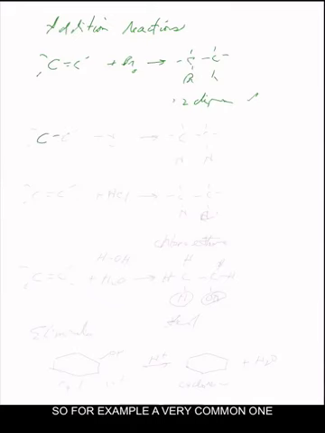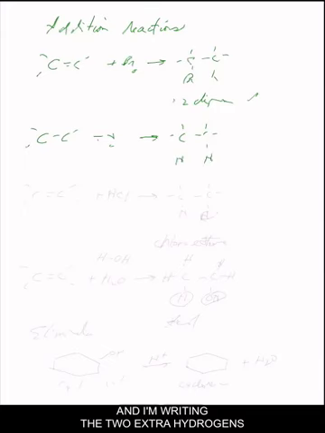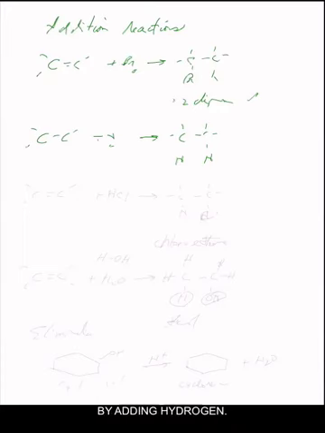So, for example, a very common one also is the addition of hydrogen gas across a double bond. And notice here would be an example of adding, and I'm writing the two extra hydrogens that are now added. That would be ethene turning into ethane, because I've simply saturated the double bond by adding hydrogen.